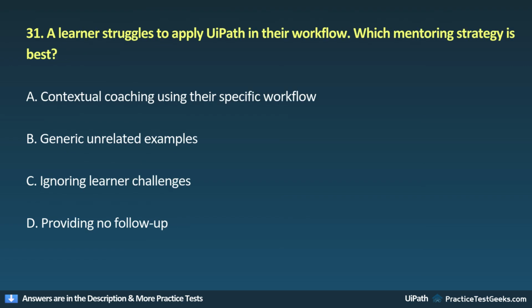31. A learner struggles to apply UiPath in their workflow. Which mentoring strategy is best? A. Contextual coaching using their specific workflow. B. Generic unrelated examples. C. Ignoring learner challenges. D. Providing no follow-up.